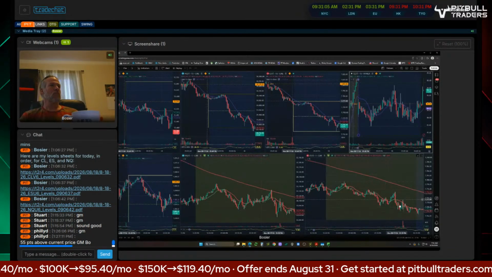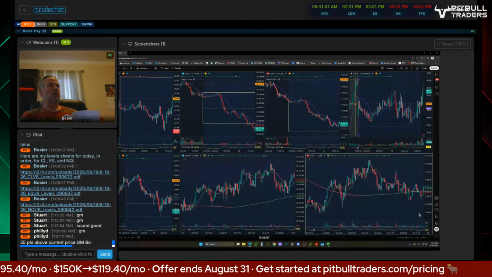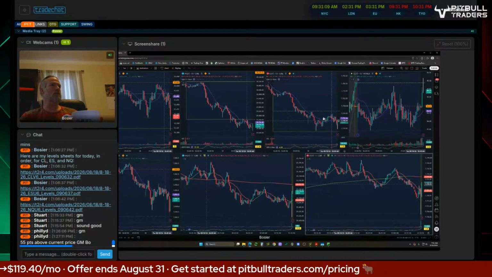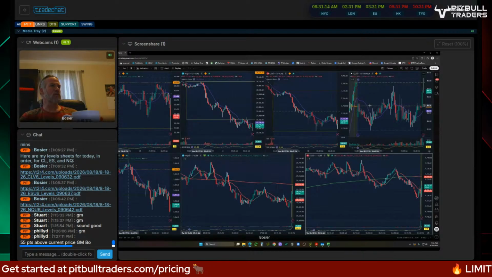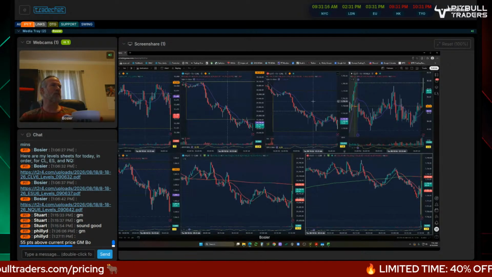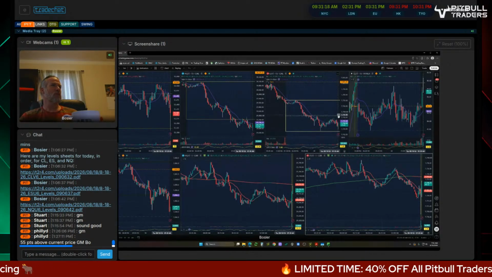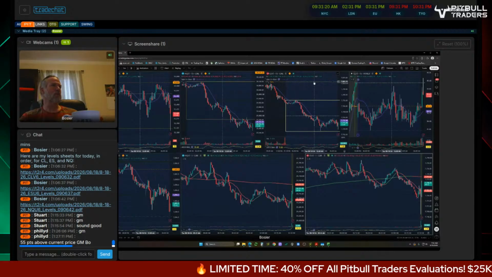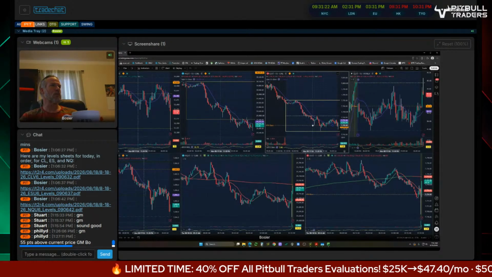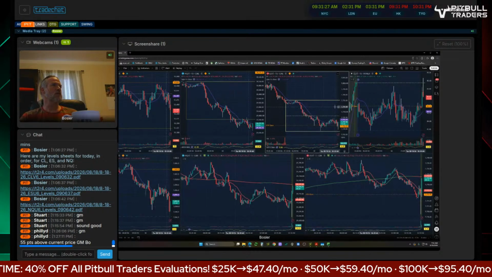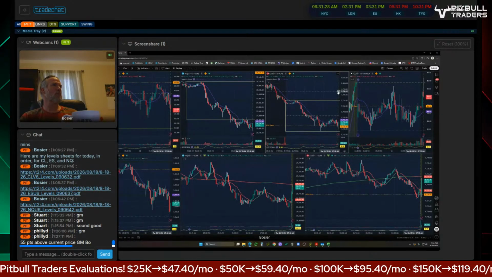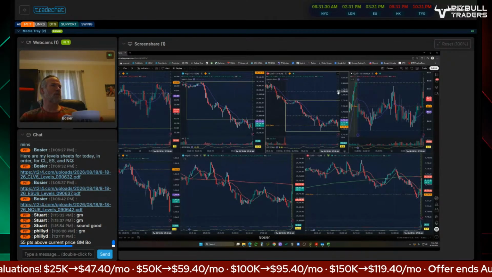We'll get the rest of our opening prints updated on these charts. So what I like to do is I use these orange lines to basically tell me and show me where that RTH open is. So on the ES, 26.25.